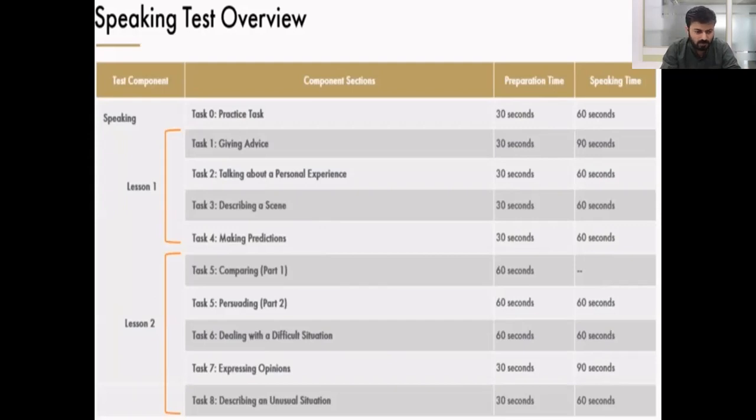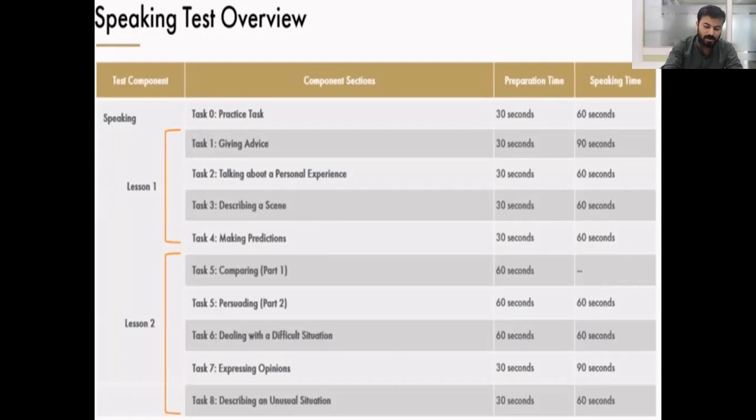And moving on with the last task of the speaking examination, it is called describing an unusual situation. So here also you'll come across a situation that could sound a little bit unusual, that could be an imaginary one, but you have to be prepared for describing the same. The preparation time that would be given for this question type would be 30 seconds, and the response time would be 60 seconds. So this is how the entire speaking test is covered in CELTIP.